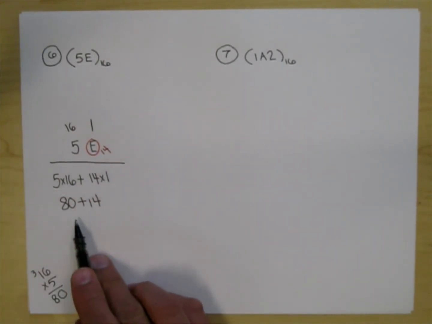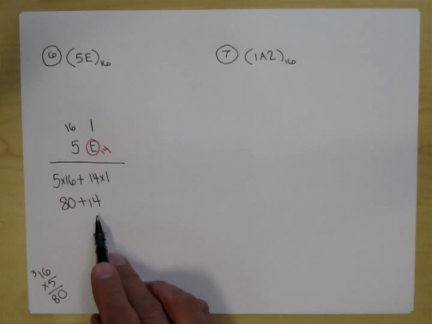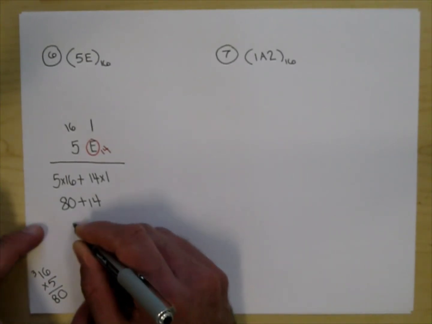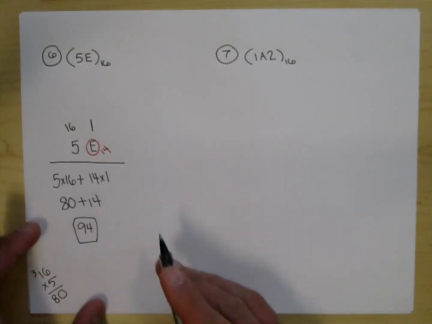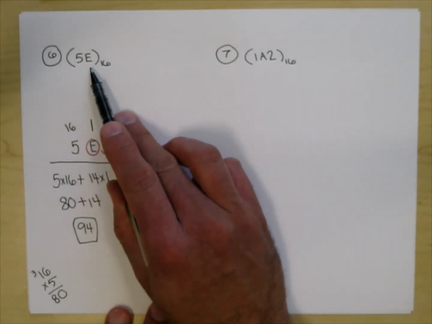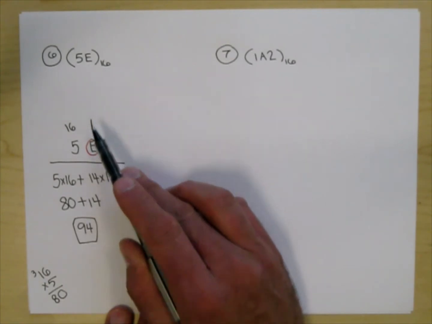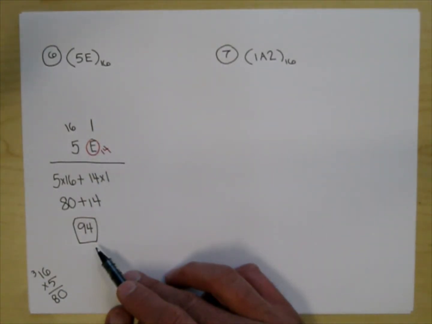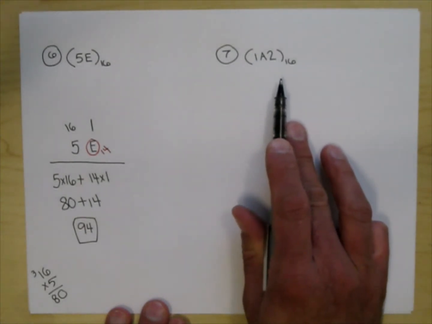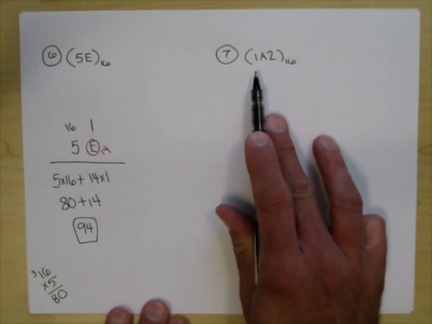So look at this. I have 80 plus 14, and 80 plus 14 is 94. So if you have a hexadecimal number that says 5e, base 16, the answer is 94. Why don't you pause the video and see if you can do this one on your own. It's a little more challenging because there's 3 symbols.